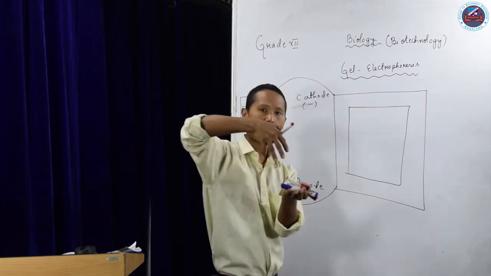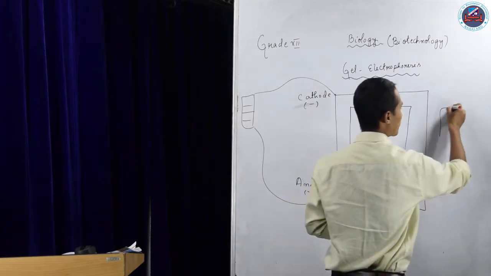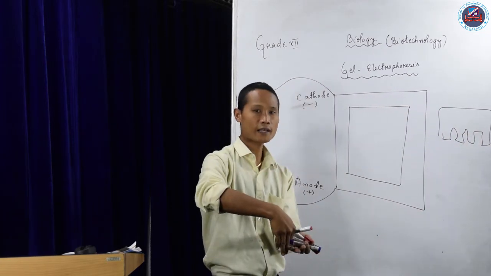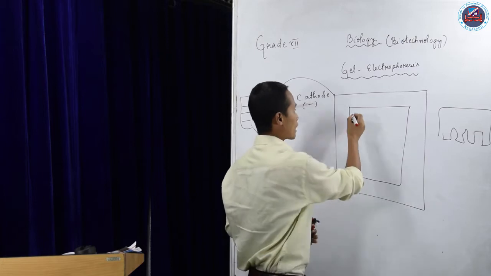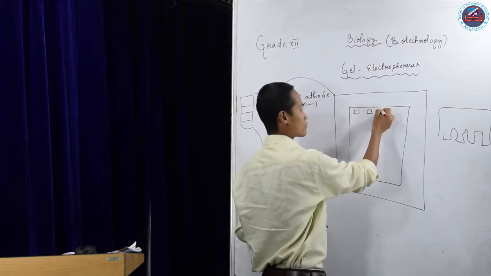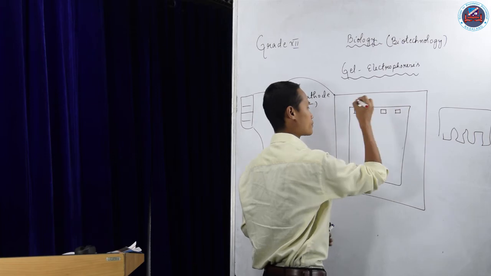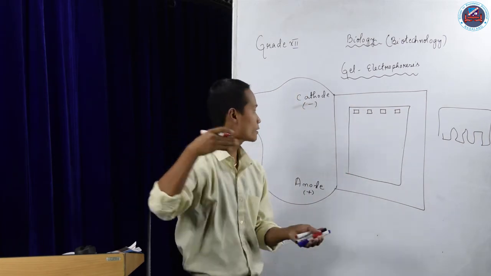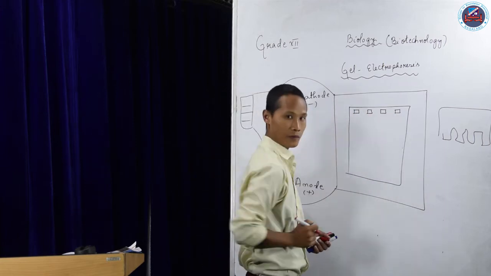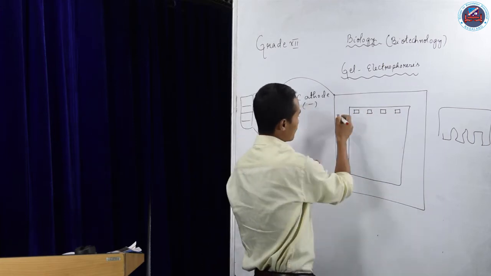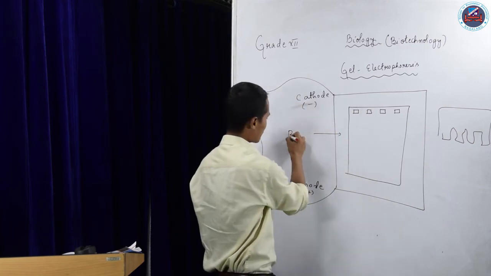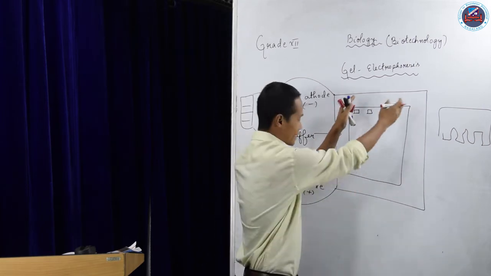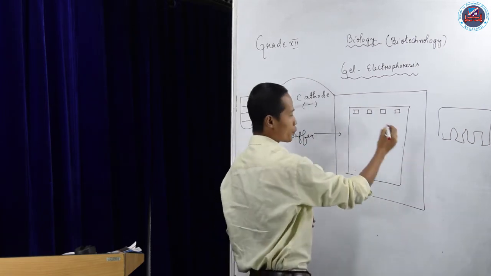Now we are going to put a comb. We put the comb in for some time, and then if you take it out, wells will be developed like this. This is our agarose. Now here we put a buffer.